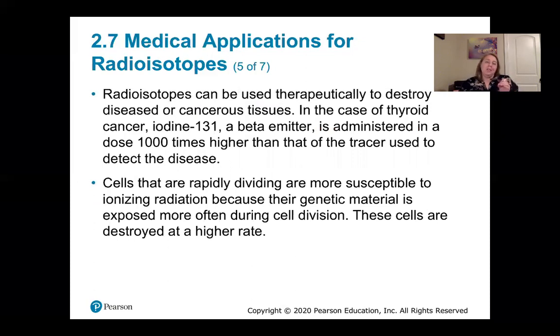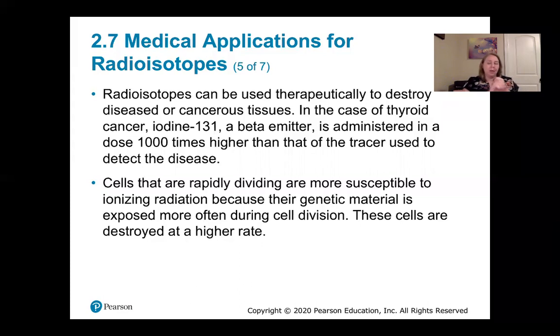So you can use this idea that some elements are picked up by certain parts of the body. Thyroid cancer is one of them. So you can use iodine-131, it emits beta particles, as either a tracer or as a treatment. So if you use it as a tracer, you're only using a little bit. But if you use it as a drug to treat, to destroy the cancer, you're going to use 1,000 times more of that same iodine-131 to actually kill the cells.